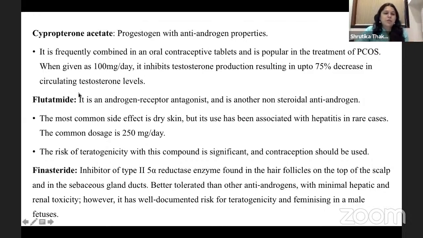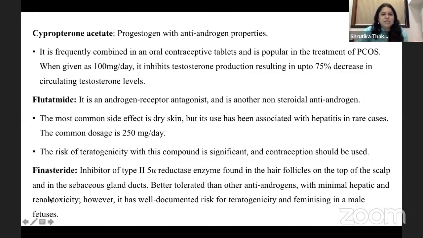For them, it is a very useful drug. There is also flutamide, which is an androgen receptor antagonist. It is given to women who have severe hirsutism. It is better that a dermatologist is involved at this stage. The most common side effect with flutamide is dry skin, and it is also associated with hepatitis. That's why it is not something that should be given by gynecologists.